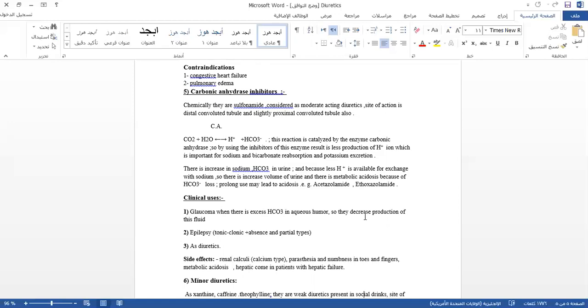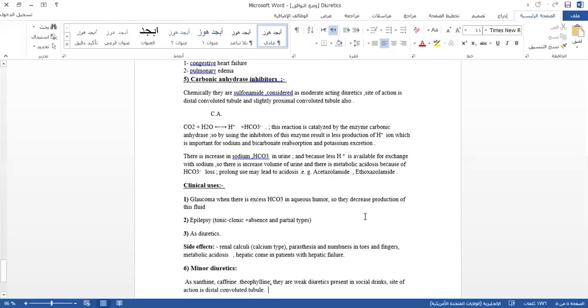Side effects: renal calculi, paresthesia, especially calcium type, paresthesia and numbness in the toes and fingers, metabolic acidosis as we see, and hepatic coma in patients with hepatic failure when infused. This is the fifth group of diuretic drugs.